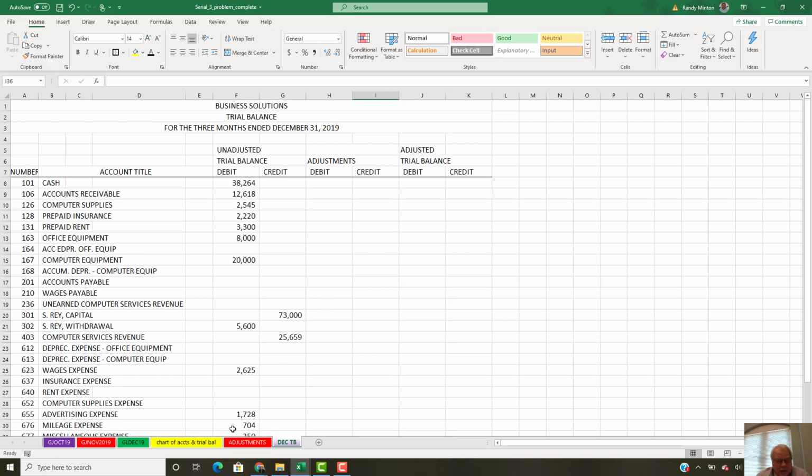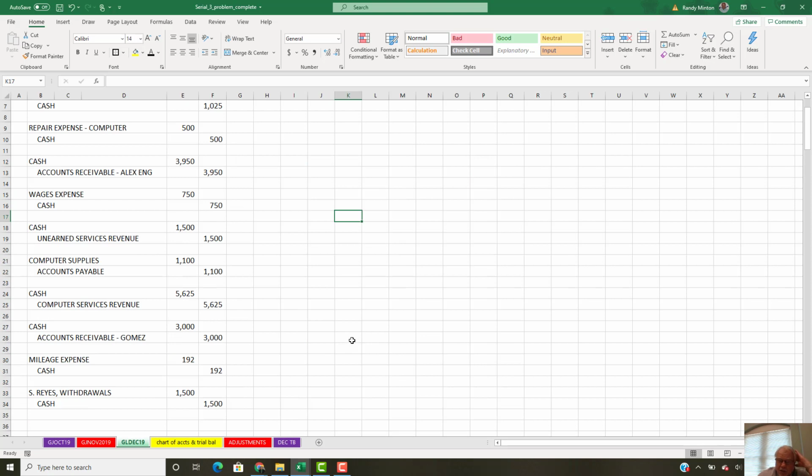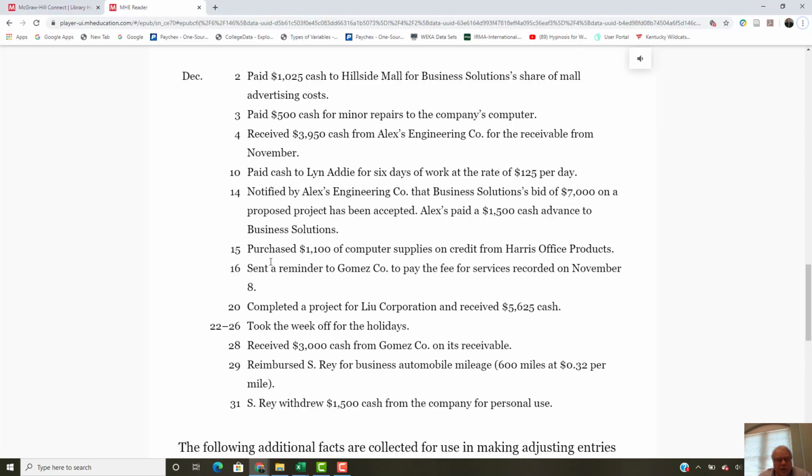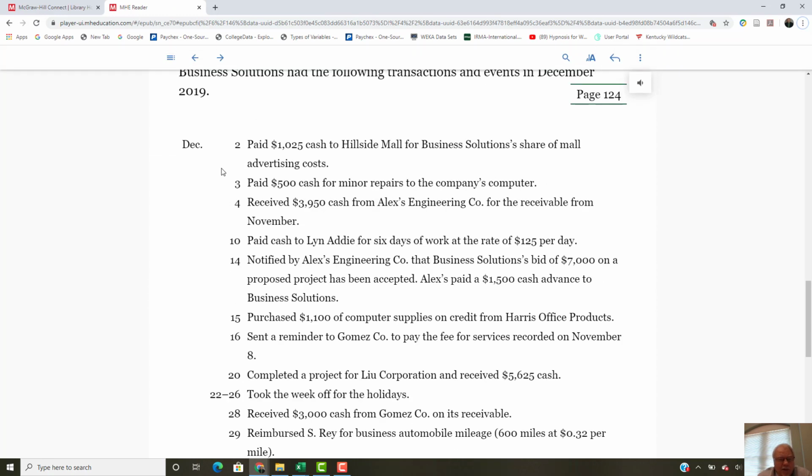And let's see here if I can find that, that's the trial balance. Oh, here's the December. Okay, so here's where I made the actual entries for the general journal for the month of December. And so let's go back over to the requirements, and I'll explain how and why we made each one of these entries. So we paid $1,025 cash to Hillside Mall for Business Solutions' share of mall advertising costs.